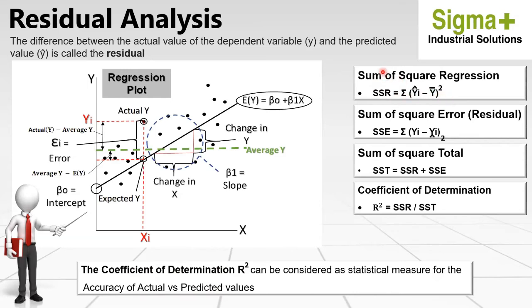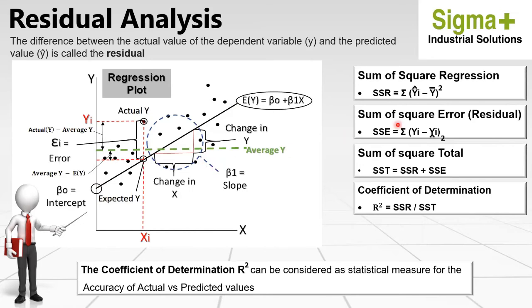So the first terminology, the sum of square regression, the SSR, which is the sum of all the differences between the predicted value and the y bar to the power of 2, while the average y is the average of all the actual values y.